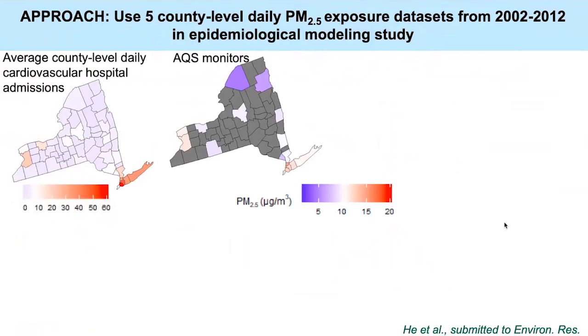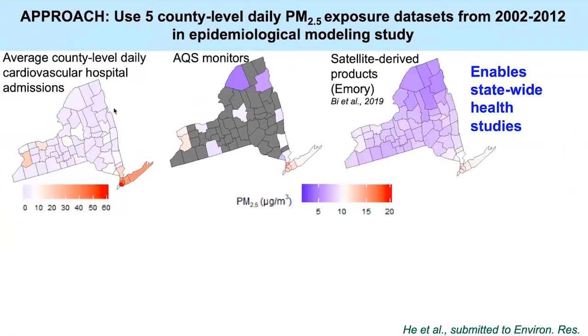Mike Key at the Mailman School of Public Health at Columbia University did just that and conducted an epidemiological study in which he uses 5 daily PM2.5 exposure data sets available over New York State. What I wanted to first point out is that the county level cardiovascular and respiratory hospital admissions, but cardiovascular is shown here, are available at the county level each day. If we were to restrict the study to counties only where the ground-based monitors are available in the air quality system, then we would only be using 18 out of 62 total New York counties. But by bringing in, for instance, satellite-derived products, such as the Emory one shown here, statewide health studies become possible.